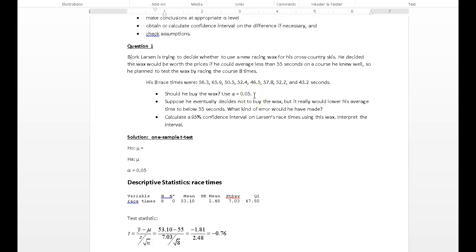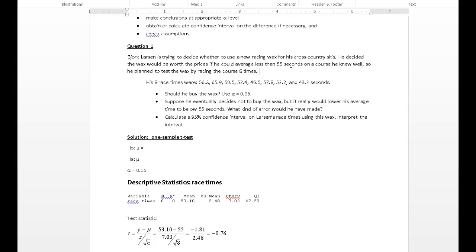All right, when we're looking at a question like this, we've got to try and decide what we are talking about here, because we're generally going to be talking about averages or proportions. In this case, we're already told up here, keyword, we want to know, can he race this course on average less than 55 seconds? And really, ultimately, what we want to know is whether the average of these 8 races he's done is significantly less than this 55 that he's set as the standard by which he's going to judge the performance of this wax.